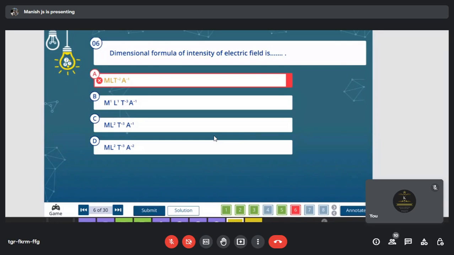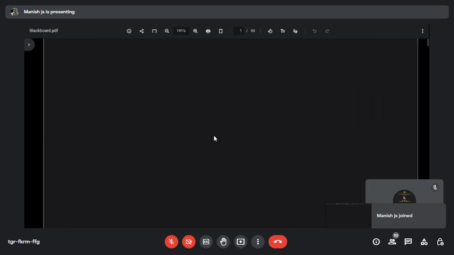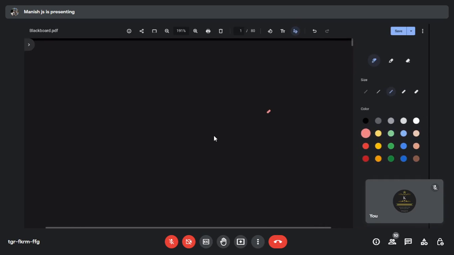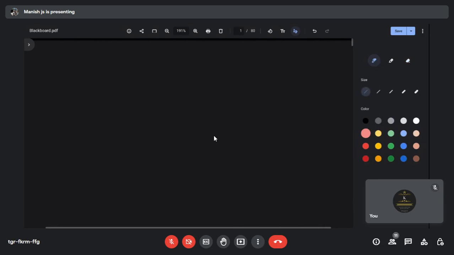Okay, I am sharing the blackboard. Just let me know, I am resharing. Can everyone see the blackboard? I hope it's visible. Yes, sir. Okay. So dimensional formula is what they have asked, isn't it? When they ask for dimensional formula, first we write the formula, and with the formula you bring the proper units. So the electric field formula is F upon Q, isn't it? This is what we have.